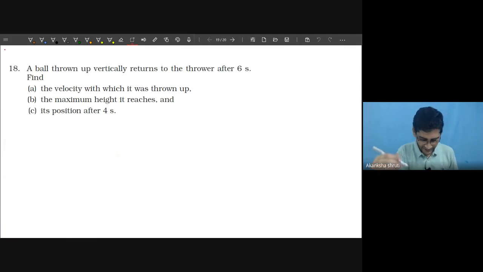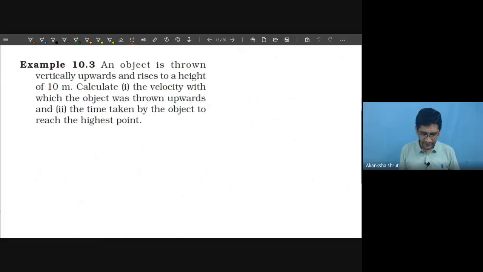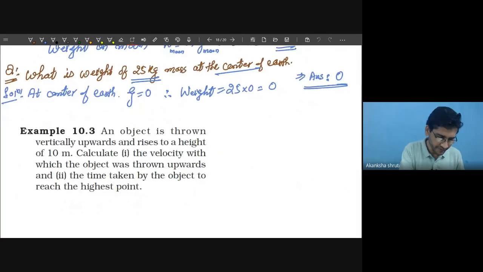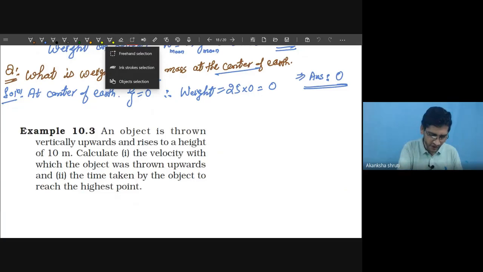So for that I have selected some of the questions. So let us do that. Or we may recall the equations first. Let us quickly recall.